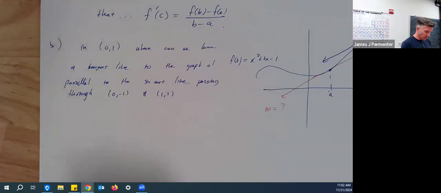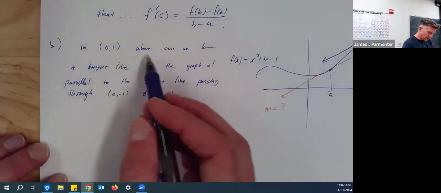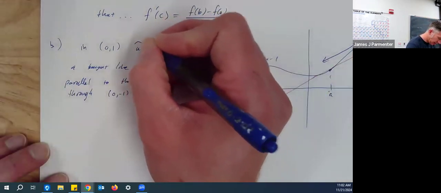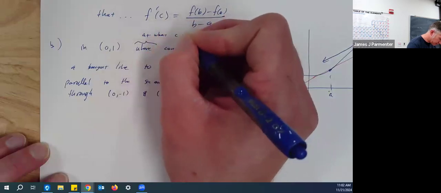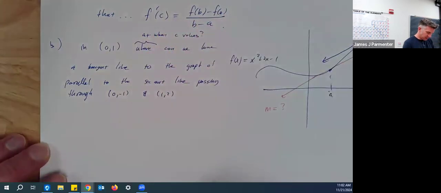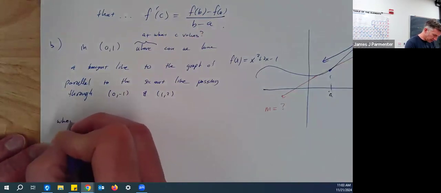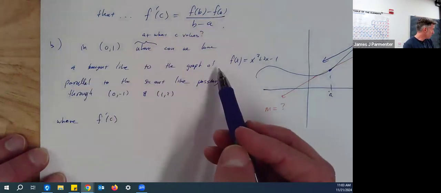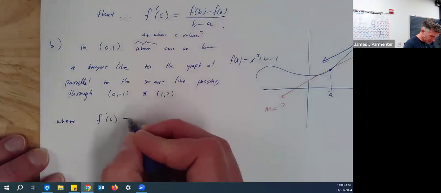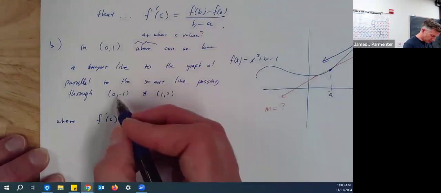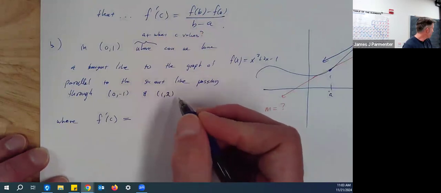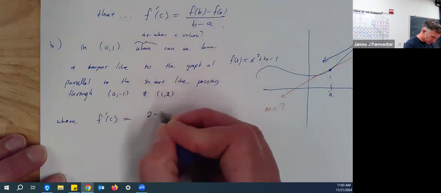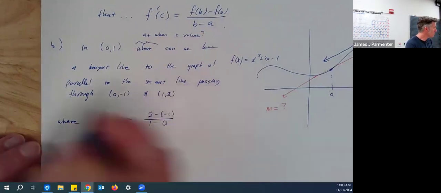So here's what we're asking to do. We want to find a value in 0, 1. He says, at what point C? So at what C values? So we're really asking, where do we get that the derivative at C, right? That's what we mean where we have a tangent line, that we're finding the slope of the tangent line. We want that to equal the slope of the secant line between 0, -1 and 1, 2. Great. We know how to find the slope between 2 points. It's the difference in the y's divided by the difference in the x's.